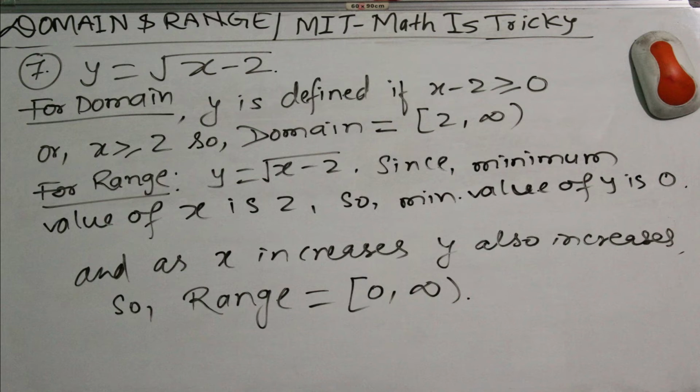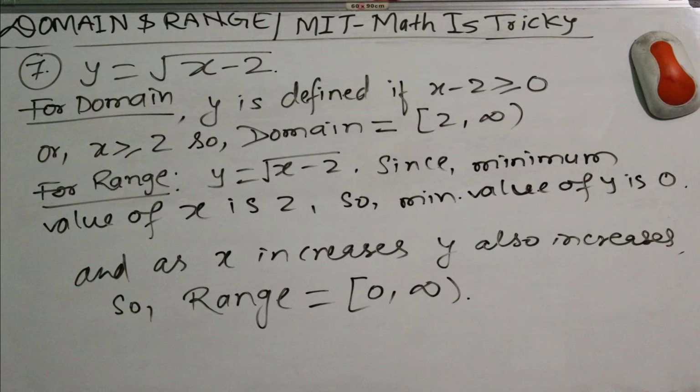That means the minimum value of y is 0. As we put in a greater value of x, we will get greater numbers, so it will go on increasing. So the minimum value of y, that is the range, will be 0 and furthermore. Our range will be closed at 0, a half closed and half open interval. So our range will be 0 to infinity, closed at 0.